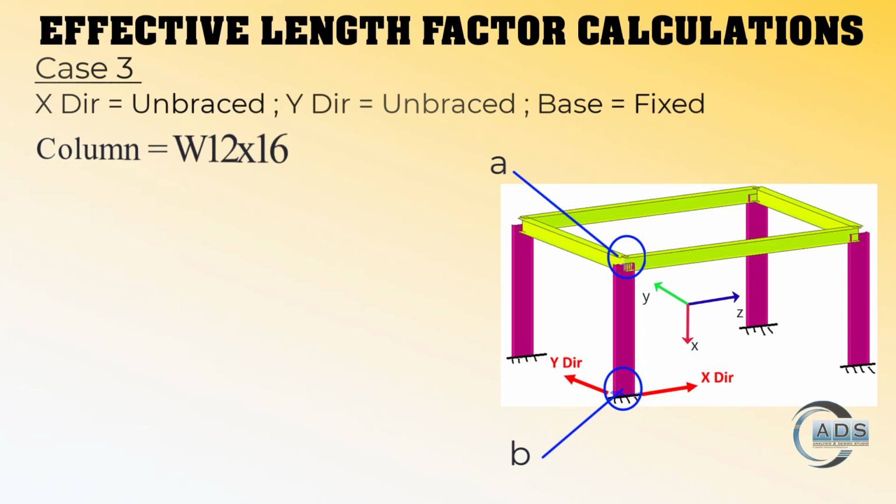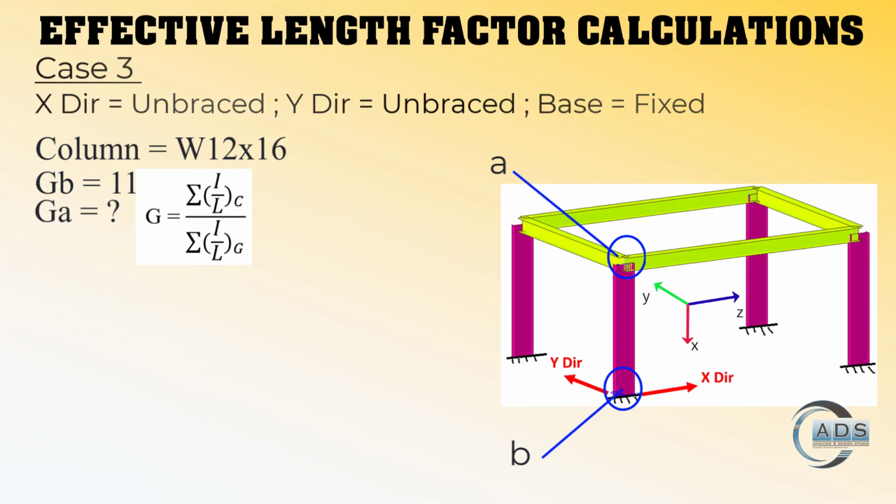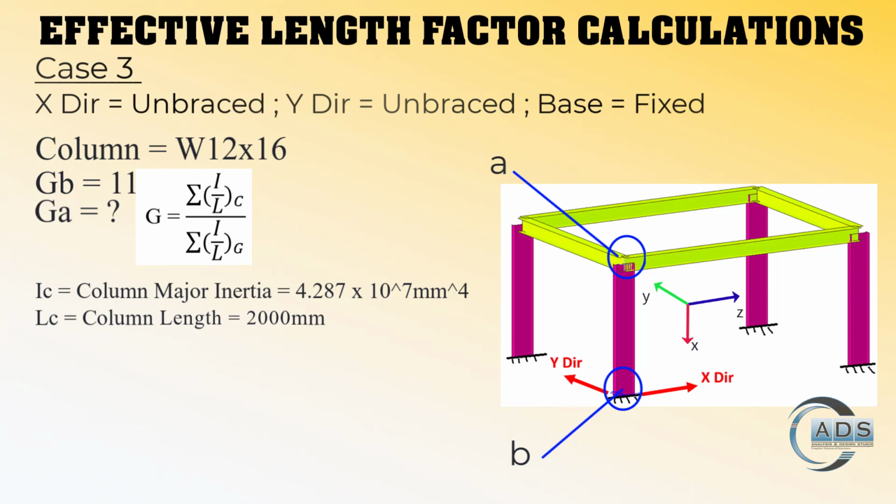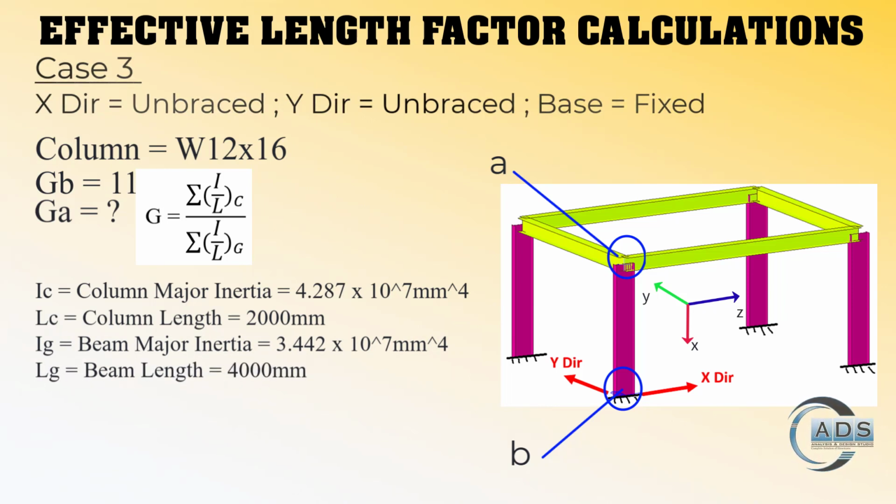Column section used is W12 by 16. Since the column base is fixed here, GB is 1. For GA, we'll use the same equation in which IC is the moment of inertia of the column about its major axis and its value is this. LC is the length of the column and that is 2000 millimeters. IG is the moment of inertia of the beam about its major axis and its value is this. LG is the length of the beam and that is 4000 millimeters. When substituting all the values in the given equation, we get GA equals 2.49.